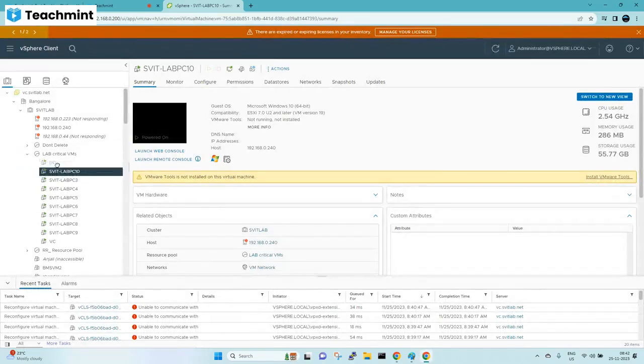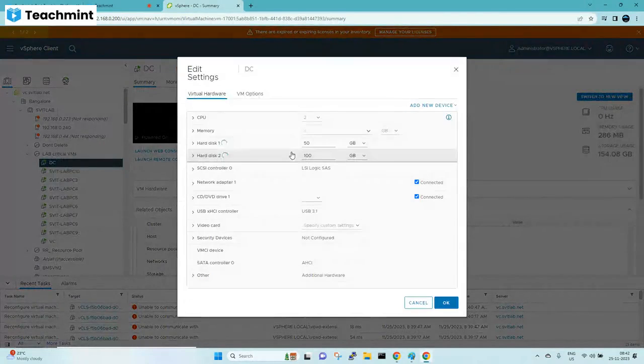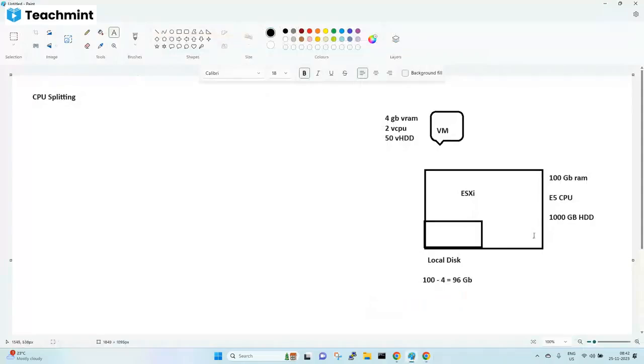So if you see a virtual machine, if you go to its edit settings, everything is virtual here. The CPUs, RAM, hard disk, network adapters, CD drive, everything. These are all virtual hardware. It's not physical. They are separated from the underlying ESXi host's RAM, CPU, and hard disk. The quantity of RAM and hard disk is directly subtracted from the total capacity here. Okay, we'll see the CPU now.